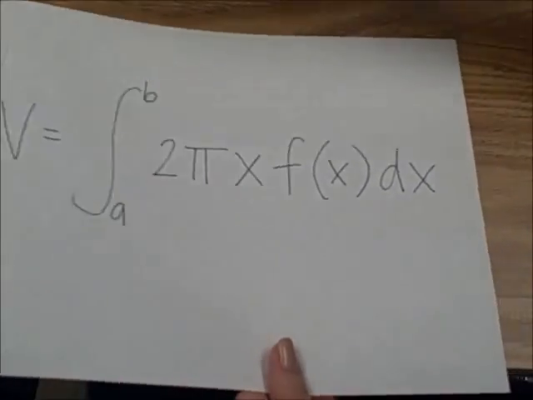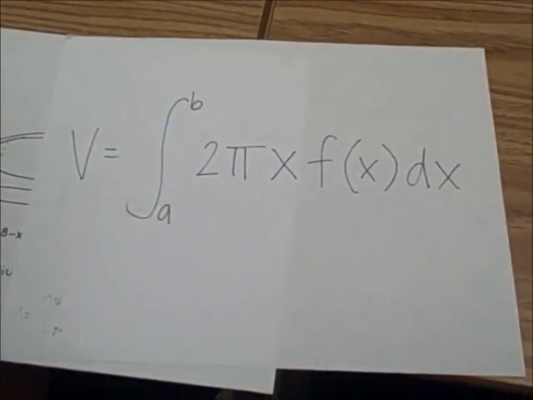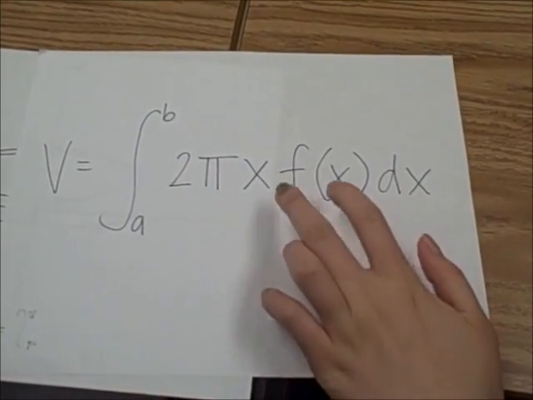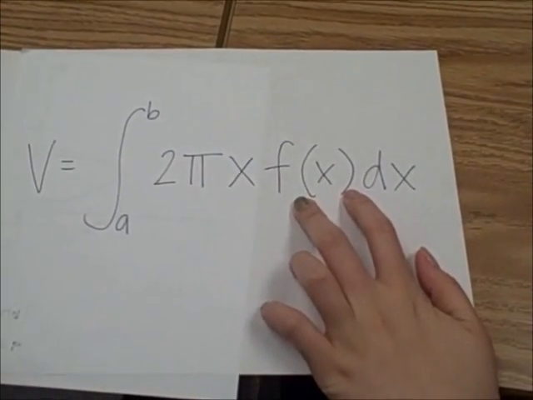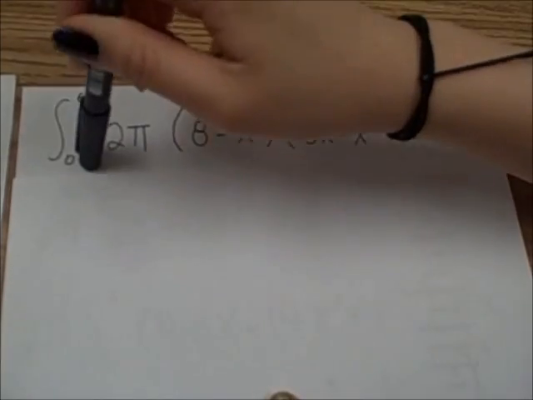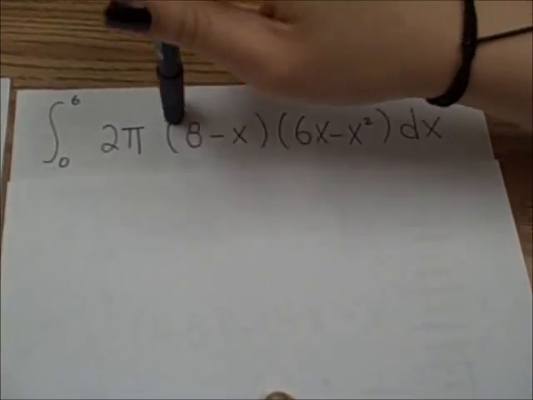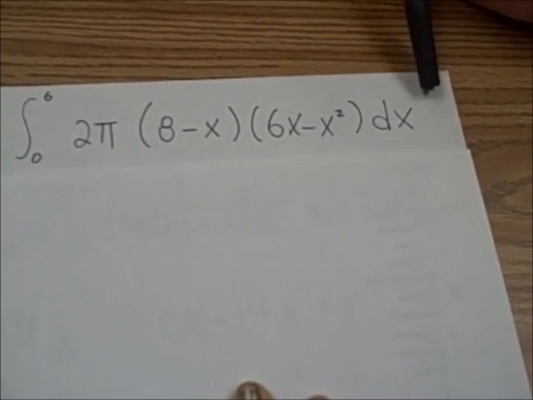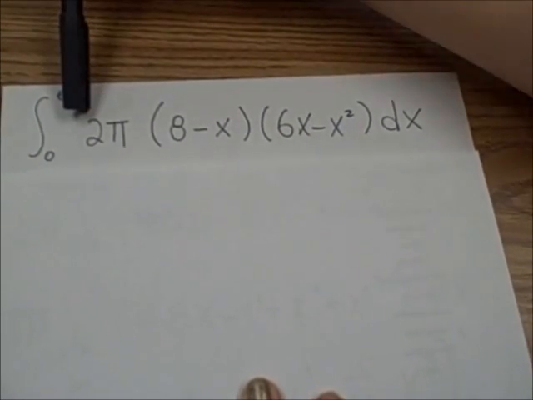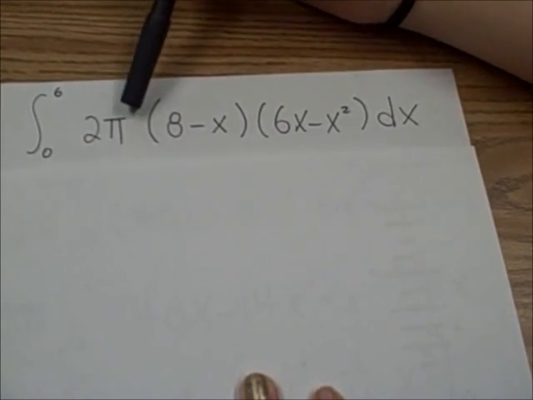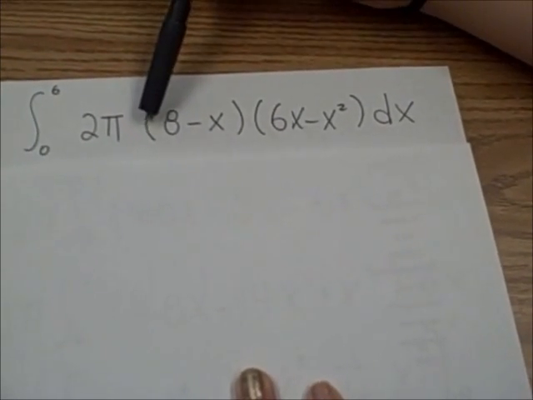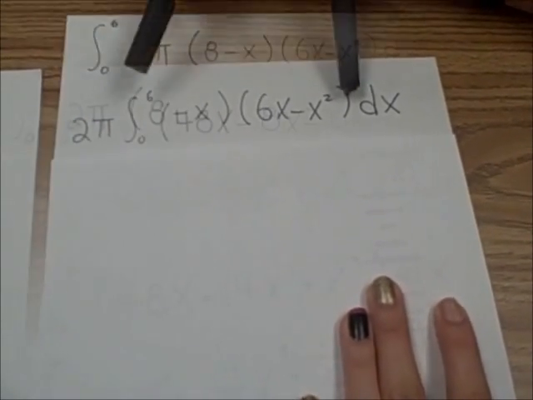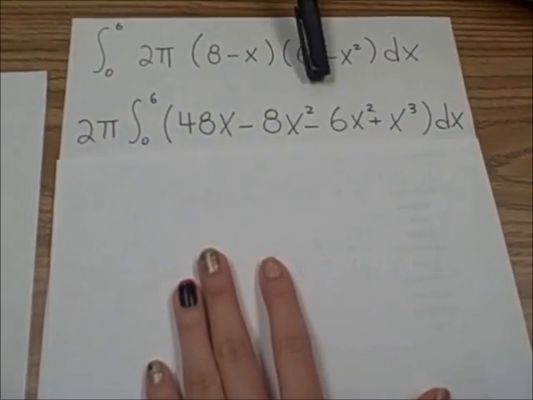Let's use this formula. Volume equals the integral from a to b of 2 pi x, which is the circumference, times f of x, which is the height. Integral from 0 to 6 of 2 pi times (8 minus x) times (6x minus x squared) dx. This part is the circumference because 2 pi times the radius, 8 minus x is the radius, and this is the height, 6x minus x squared. I'm going to solve this right now.